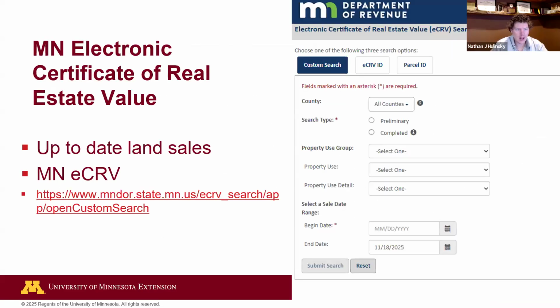I do also want to highlight the Minnesota Electronic Certificate of Real Estate Value has a website here. That's a screenshot of the website. This data set is updated roughly on a monthly basis, and it's the same data that's in the landeconomics.umn website. So if you want to see more recent, like what did land sale the summer of 2025, this website on the screen currently is updated more frequently than the university website. So just kind of a heads up. I have the link shared there for everyone to find.